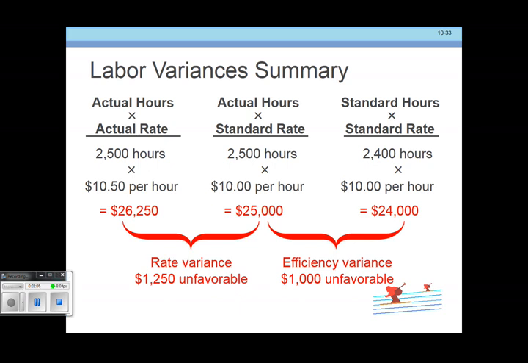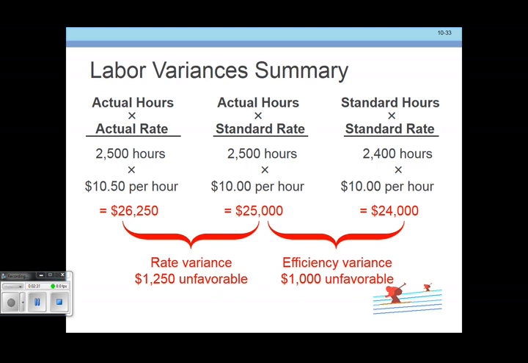And so notice in this case, both variances are unfavorable, both the efficiency variance and the rate variance. And just a quick note on interpretation, the far right, standard hours, standard rate, 24,000. That's how much I should have spent. I spent 25,000 because they worked an extra 100 hours. So my efficiency variance is $1,000 unfavorable. They worked more than they should have.